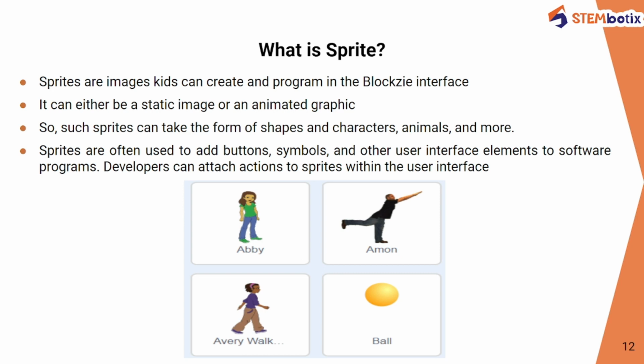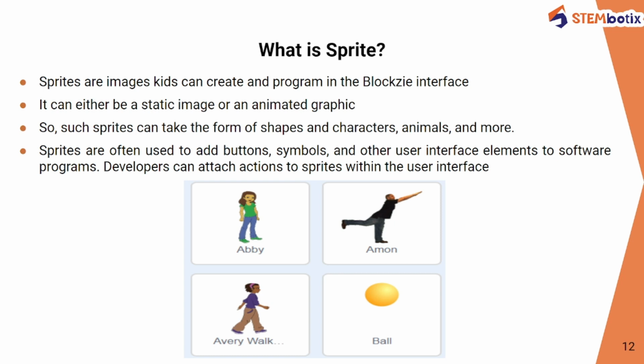Sprites are images kids can create and program in the Blockzie interface. It can either be a static image or an animated graphic. So in Blockzie, the sprites can be divided into two types. The first type is static image and the other one is animated graphic. Such sprites can take the form of shapes, characters, animals, and more. It can be a shape or a character or a kind of animal or flower or bird, anything.